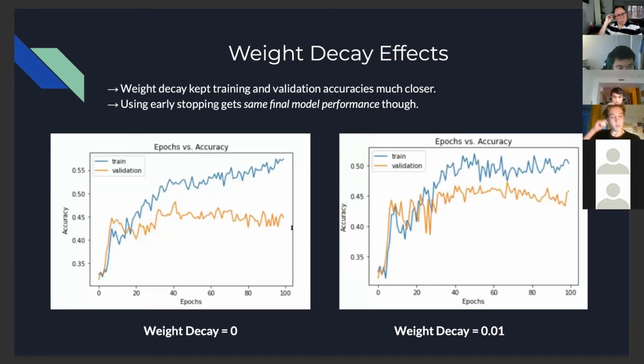On the right, you see weight decay being implemented, and on the left, no weight decay. When we implemented weight decay, it did stop the divergence between the performances, which allowed us to train over more epochs without overfitting. But in the end, we found our final performance was the same by just implementing early stopping on our model with no weight decay. Next slide, please.